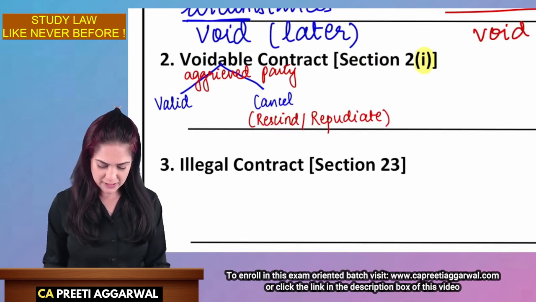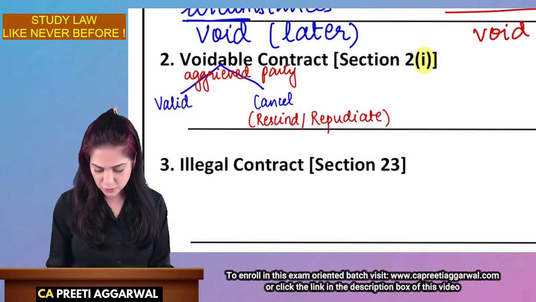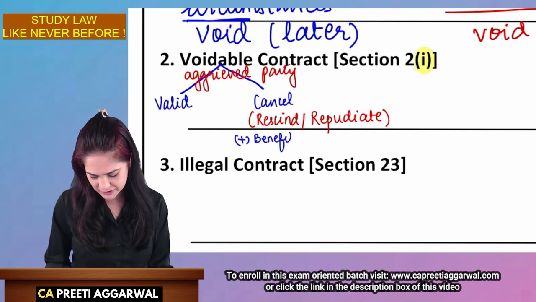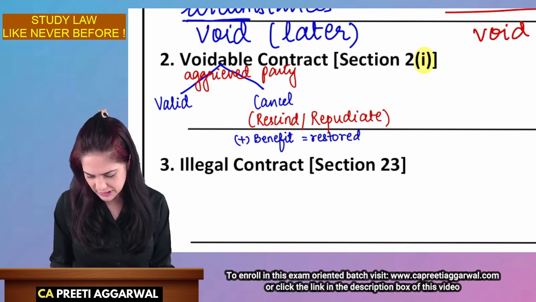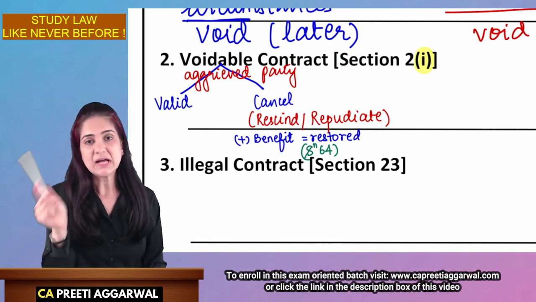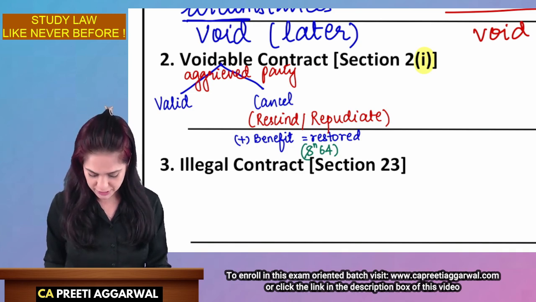So the aggrieved party has two options. Keep quiet, treat the contract as valid, or go to the court, cancel the contract. When you cancel the contract, you will have to restore the benefit. The benefit shall be restored. This is covered under section 64. Ma'am, you just mentioned 65. That is for void. Section 64 is for voidable contract. Restoration in case of voidable.